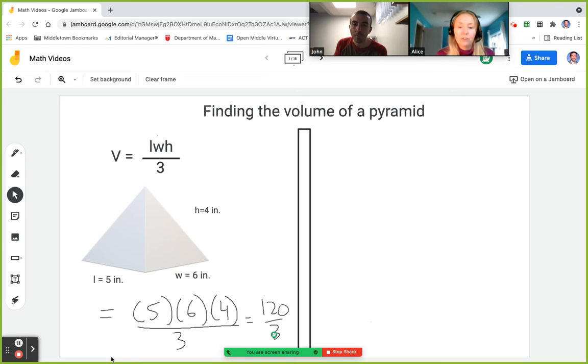And if I do 120 over 3, sorry, John, I'm going to ooze into your part of the slides. That's going to give me 40. And then I can't forget my units of measure. It's in inches, so it's going to be inches cubed. Okay, John, tell us a new approach we should think about.